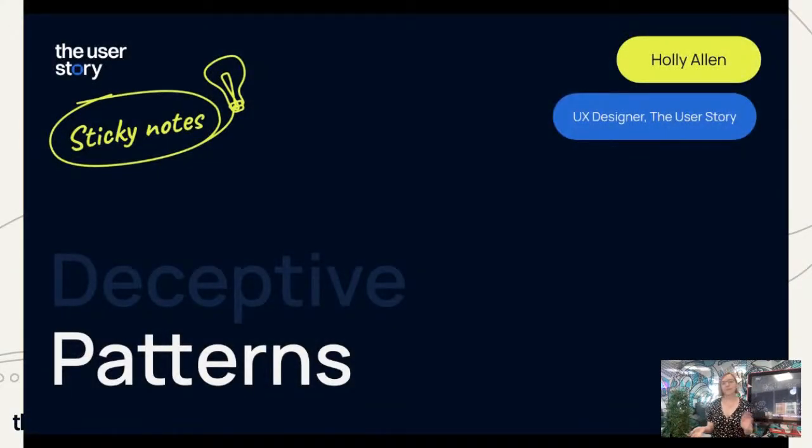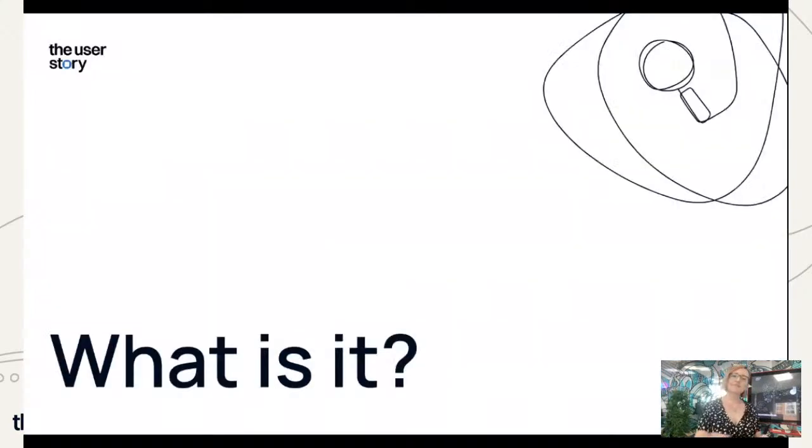And as we said before, this is just a little taster, and I definitely encourage you to do some further digging into this one because it's very interesting. So what is it? It's always good to start with that. I can guarantee, even though you may not know what it is, everyone in this room and those watching have experienced a deceptive pattern many, many times.